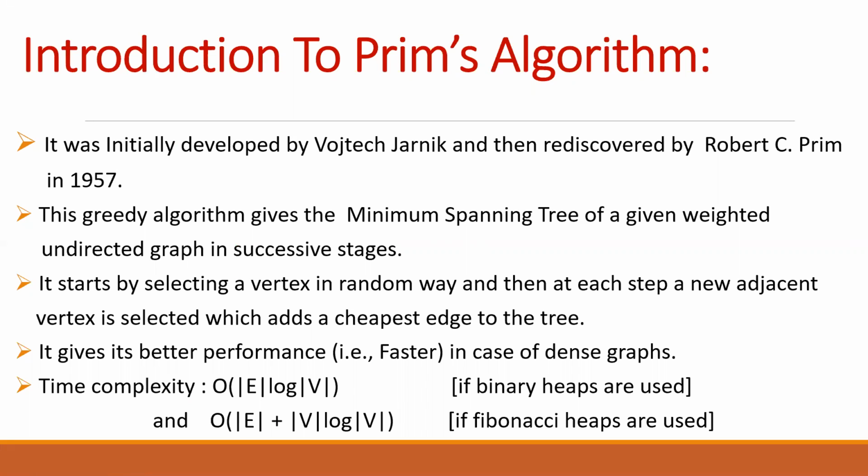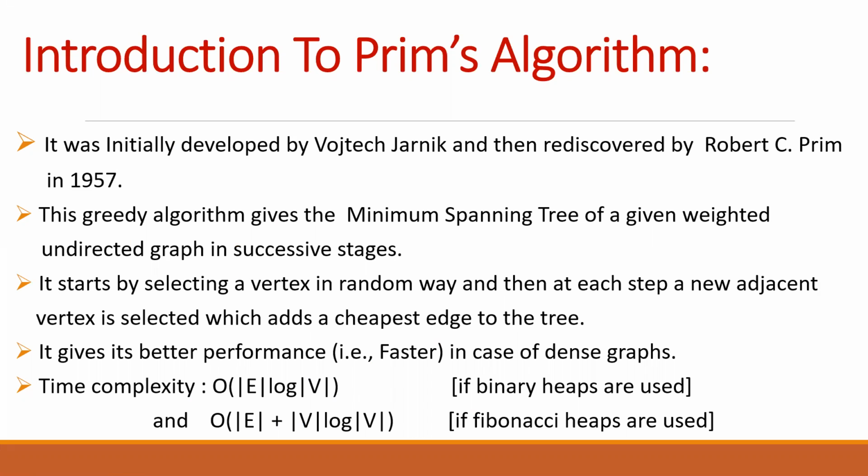Here we have to select a vertex in a random way, meaning we can select any vertex of the given undirected weighted graph as a start vertex, and then we start our processing. At every stage we add a new adjacent vertex to our tree, and that vertex is selected which has the cheapest edge.